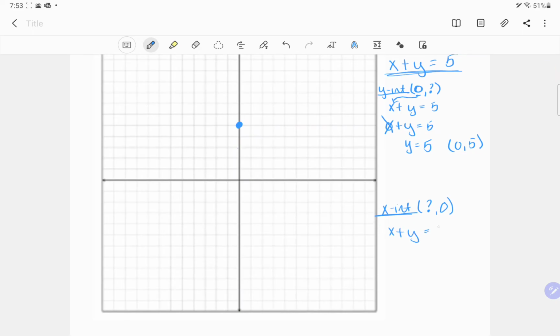I'm going to do the same over here. x plus y equals 5. This time, the y value is 0, so x plus 0 equals 5. Don't need to keep plus 0, it doesn't change anything. So x is equal to 5. So my x-intercept is at the point 5, 0. So I'm going to graph that point.